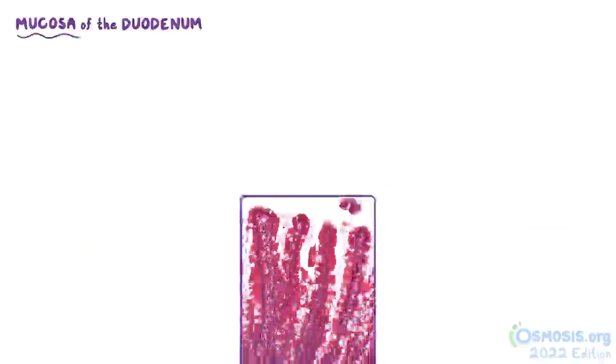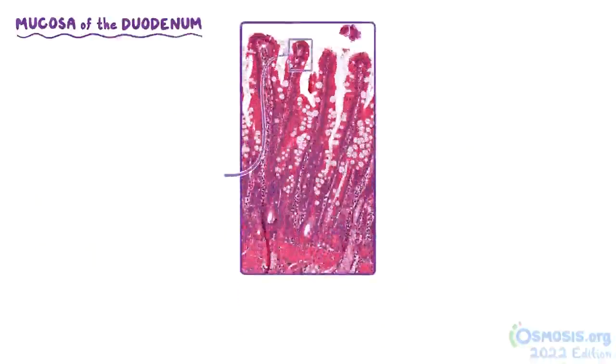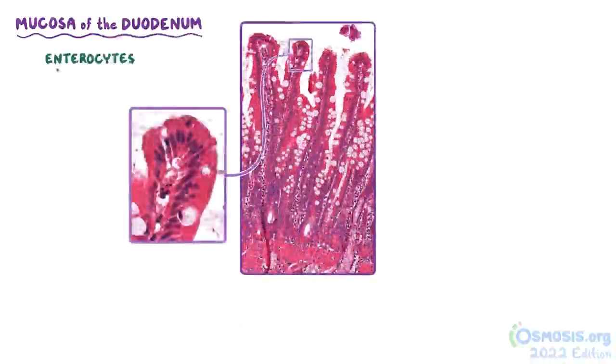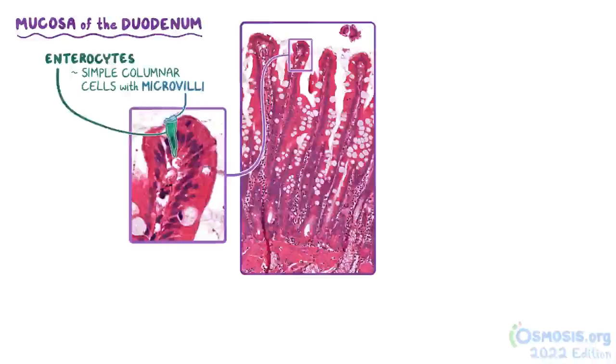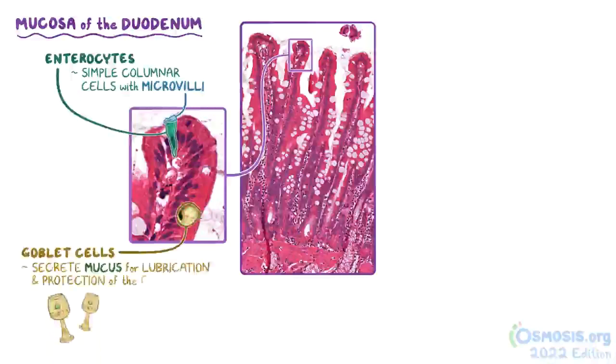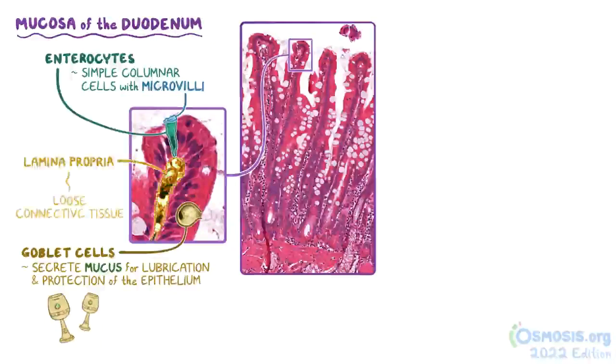Let's take a closer look at the mucosa of the duodenum. The villi of the entire small intestine are lined with enterocytes, which are simple columnar cells with microvilli. The microvilli increase the surface area available to the enterocytes for absorption. The pale cells within the villi are the goblet cells, which secrete mucus for lubrication and physical protection of the intestinal epithelium.